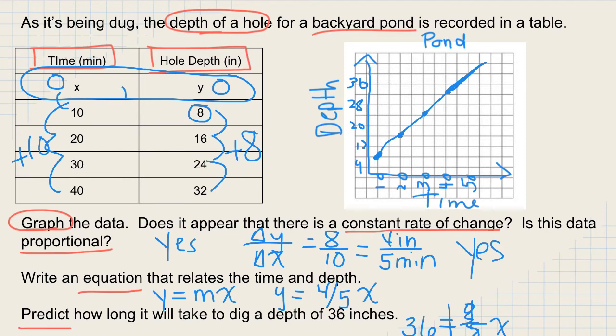I could check that on my graph. 45 minutes would be 36 inches. And I could even check it with my table because I wanted the depth to be 36, which was half of what I was skip counting by. So if I added half of what I was skip counting on this side, I'd also get 45.